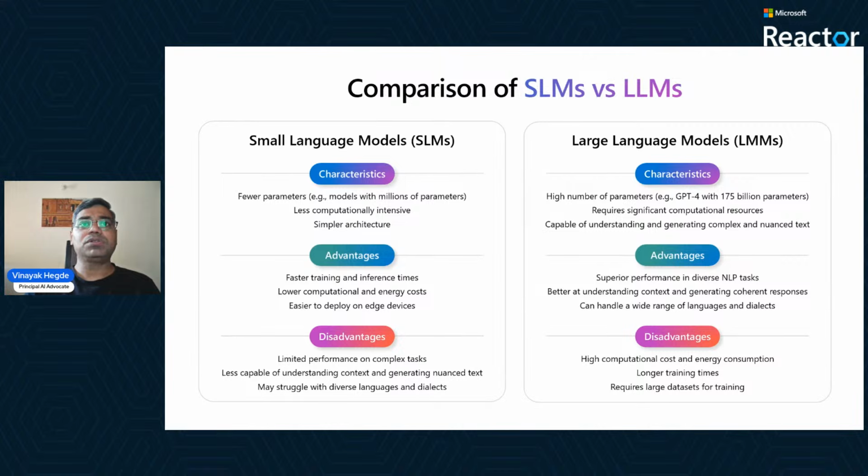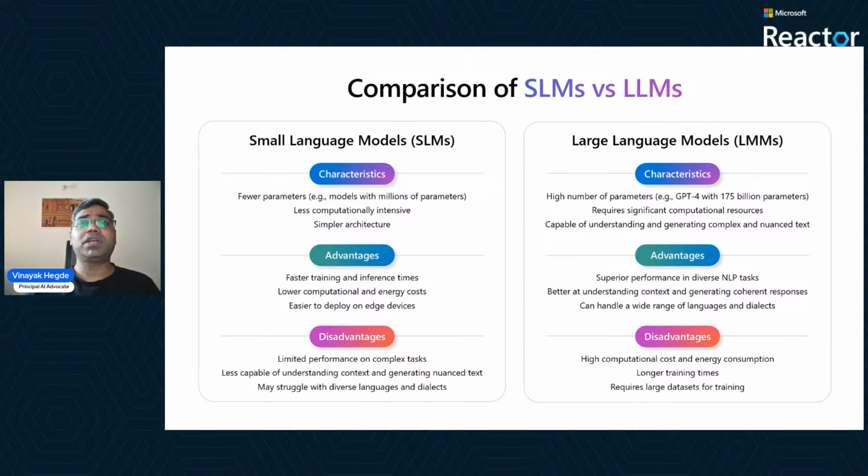There are always advantages and disadvantages, like faster training and inference time for SLMs, but superior performance in diverse NLP tasks from LLMs. So based on your requirement for your app, you can choose the right SLM or LLM, and then fine tune it based on the kind of compute power you have, the inference time that you can live with, and the kind of deployments that you want to do.